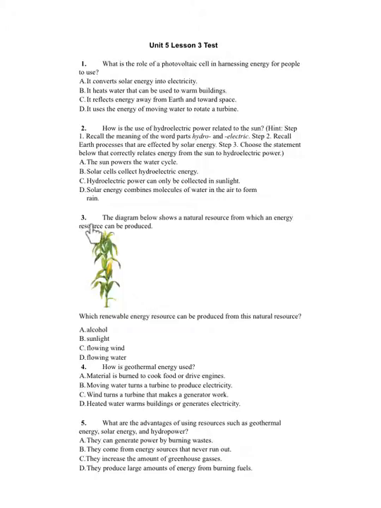Number 3. The diagram below shows a natural resource from which an energy resource can be produced. Which renewable energy resource can be produced from this natural resource? A, alcohol. B, sunlight. C, flowing wind. D, flowing water.